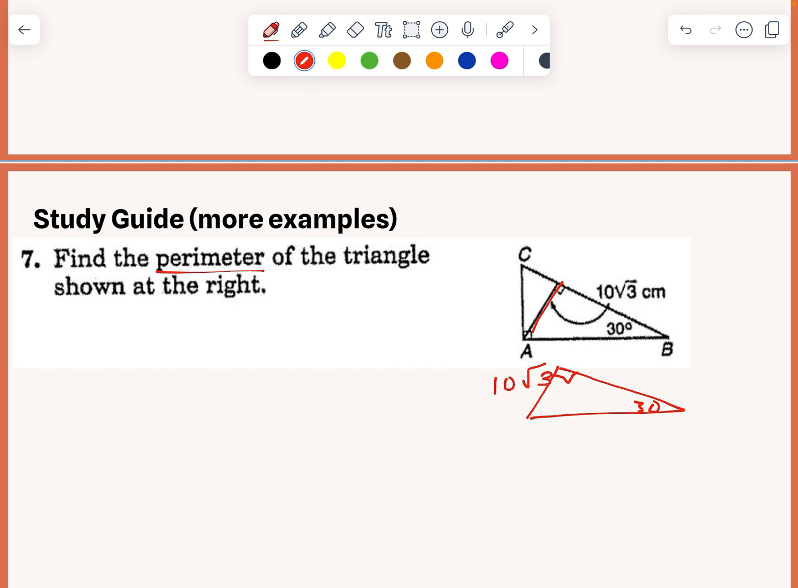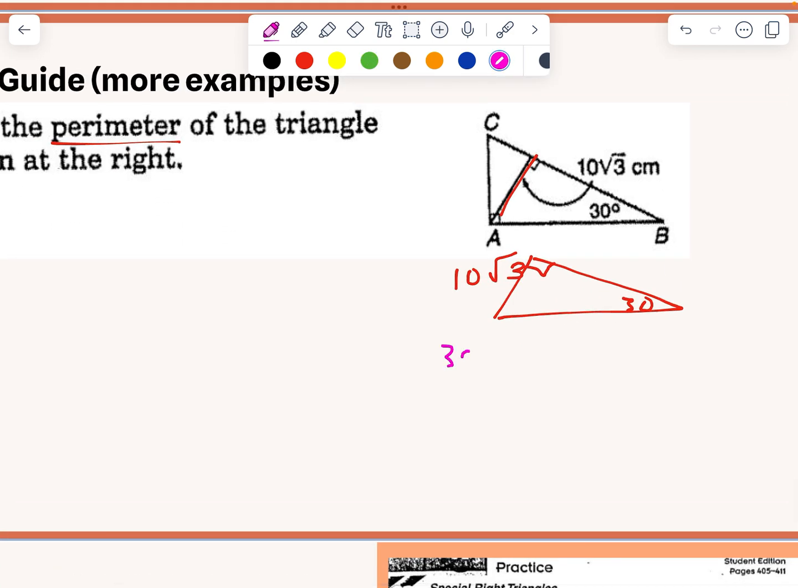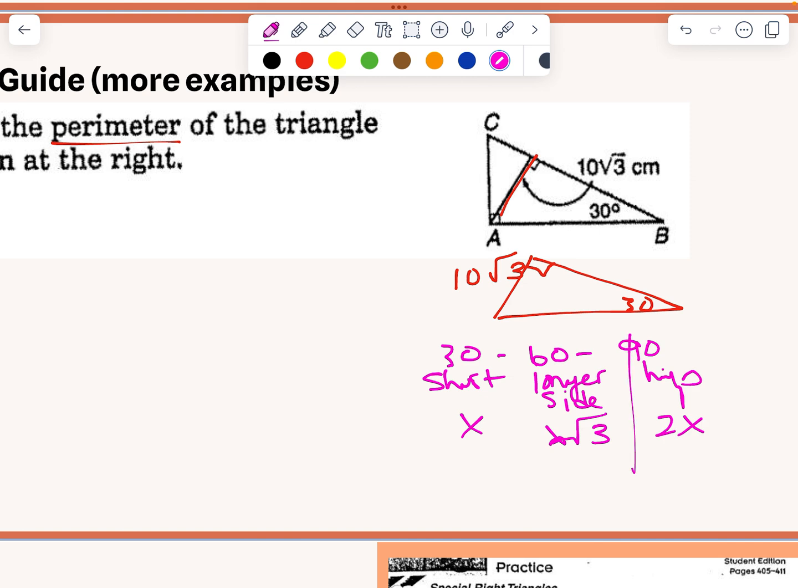I see 30 degrees, and that is enough to give me information to let me know that I'm going to be able to use a 30, 60, 90 special right triangle and those relationships. 30 is the short side. So across from the 30 is the short side. Across from the 60 is the longer side. And remember, 90 is the hypotenuse. x, x square roots of 3, and 2x.